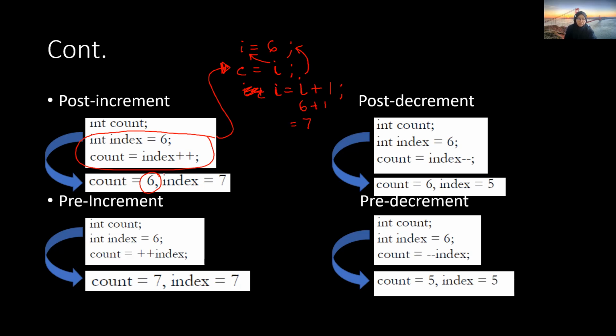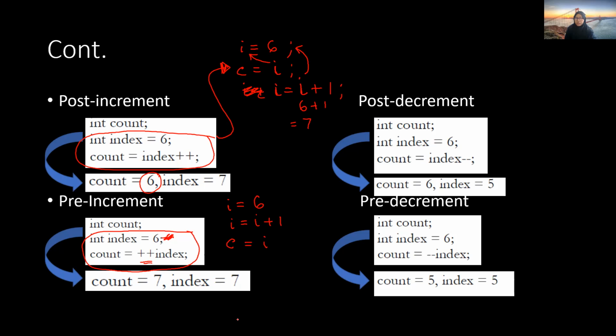Now let's look at this one, the pre-increment. So you increase and then after that you assign. Okay, now let's try to break this into its equivalent operation. So I equals 6. This line. And then we have count equals plus plus index. So plus plus index, this is before. So it means that I need to put index equals index plus 1.